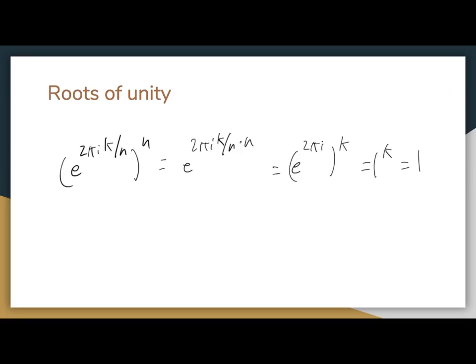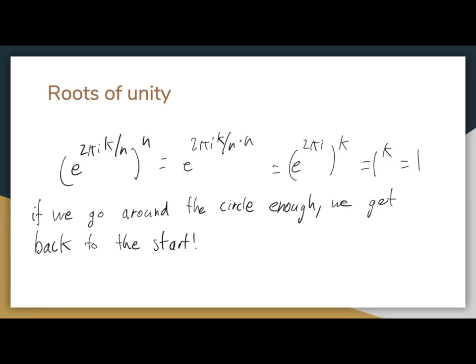So the property that these roots have is if we exponentiate them, if we take any nth root of unity to the nth power, with a little bit of mathematical simplification, it basically just ends up at 1. So put in graphical terms, if we go around the circle enough times, then we get back to the start.